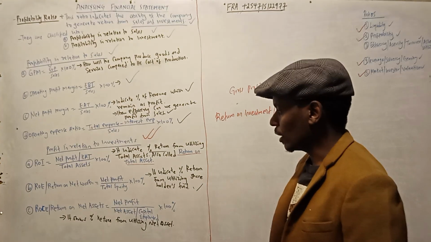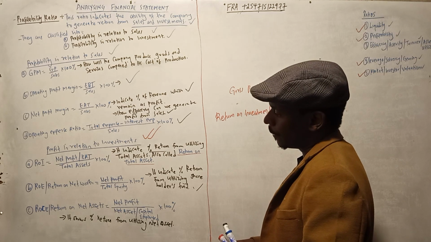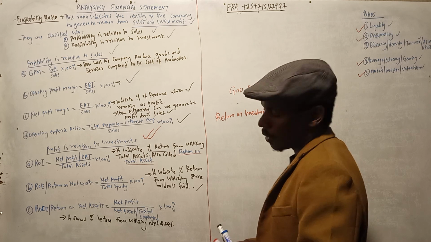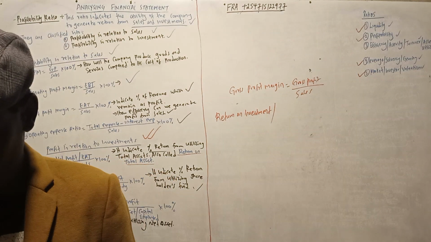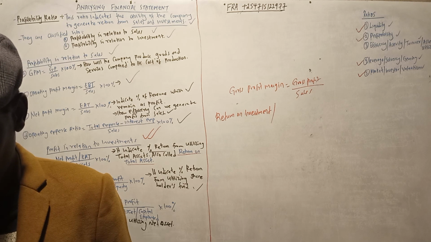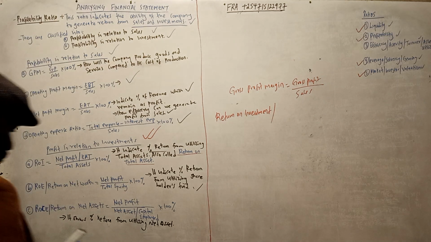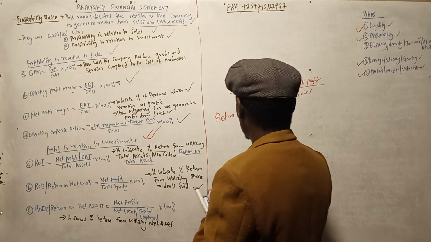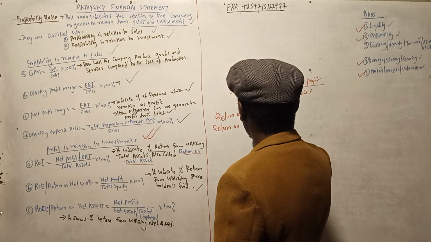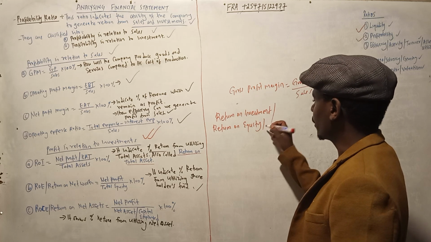Number two, return on equity, ROE. Sorry, it's supposed to be return on equity. Return on equity, or you can call it the return on net worth.